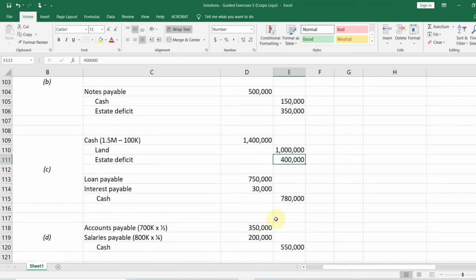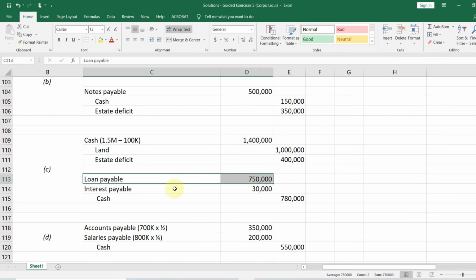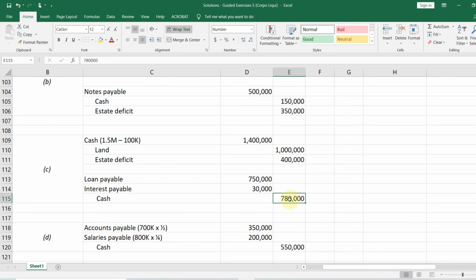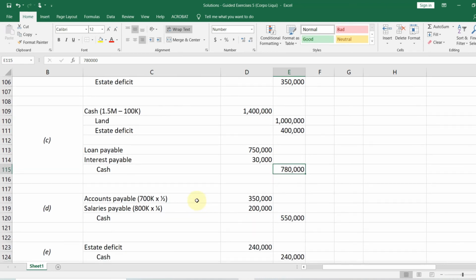Then, we have sinettle daw yung loan payable at interest payable using the proceeds from the benta. So, cancel mo loan payable at 750, and then yung ni-recognize mong interest payable, kasi kakabit siya ni loan payable na 30,000, cancel mo din siya. Okay. Then, credit cash at 780,000. 780 lang, kasi yun lang naman ang value ng loan payable at interest payable mo. Okay. Then, the half daw of the accounts payable and 1/4 of the salaries were settled. Okay. So, yung accounts payable, kalahati daw binayaran, 700 times 1/2 or divide by 2, 350. Salaries payable, 800 times 1/4, you have 200,000. And then, credit cash of 550,000.